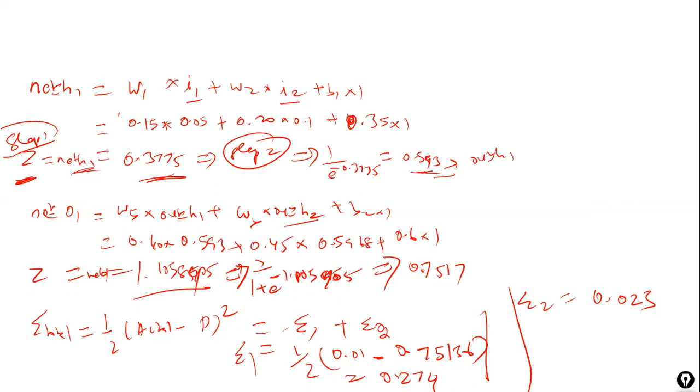So E1 plus E2. We need to add E1 plus E2. That is what your total error is, right? So E1 plus E2 is our total error. Got it? So what is the total error? 0.23 plus 0.274. That is what your total error is. Okay, we got this thing. Now we wanted to minimize this error. Total error, we want to minimize it. That is where the back propagation comes into the picture.